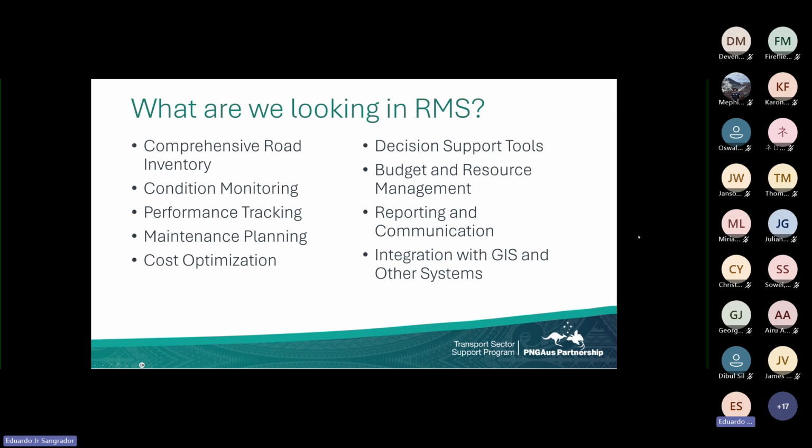What we are looking for in the RMS are nine important capabilities. This begins with the comprehensive inventory. We need accurate data on all road locations, length, type, surface, age, and condition. This includes assets like bridges, the major culverts, and the drainage conditions.